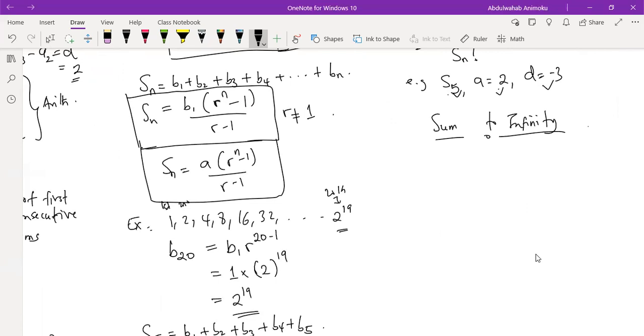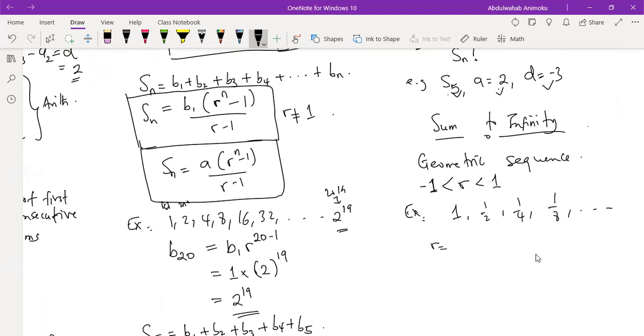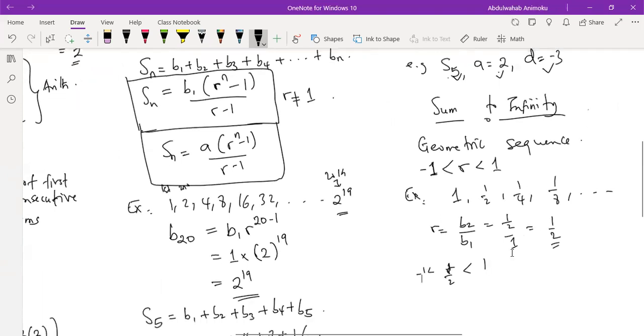Now, what is sum to infinity? It is about a geometric sequence, a special type of geometric sequence. And what is the special case here? When we have the common ratio of this sequence between -1 and 1. So an example is this. Let's say I have a sequence given as this. Now, what is the common ratio of this sequence? Don't forget, it will be second term over the first term. That will be 1/2 divided by 1, and that will be 1/2.